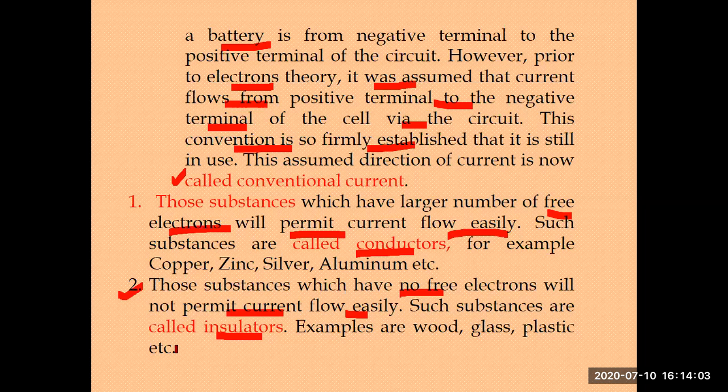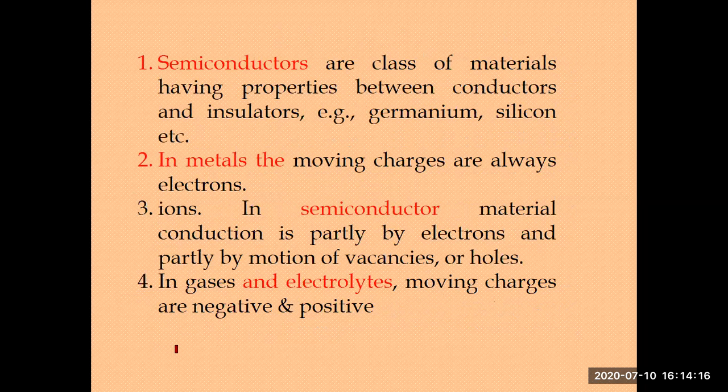So next, we have discussed two types: the substances which are conductors, having free electrons, and the substances which don't have free electrons. Then semiconductors are a class of materials which have properties between conductors and insulators. Why? Because at normal temperature they are insulators, and with the increase of the temperature they become conductors. So that's why we will discuss semiconductors in detail during our next classes.